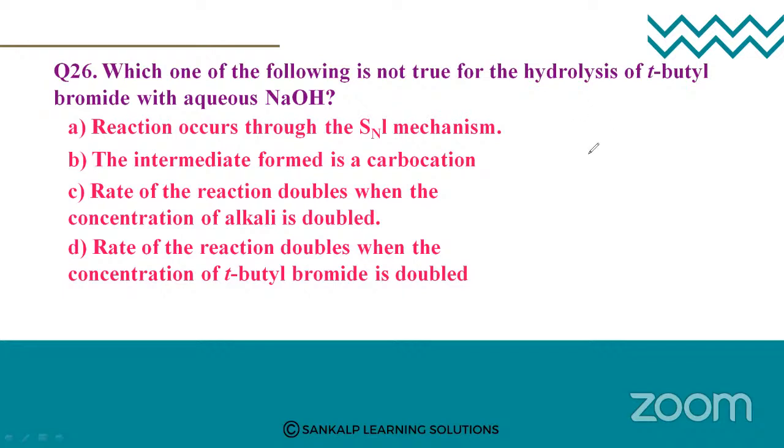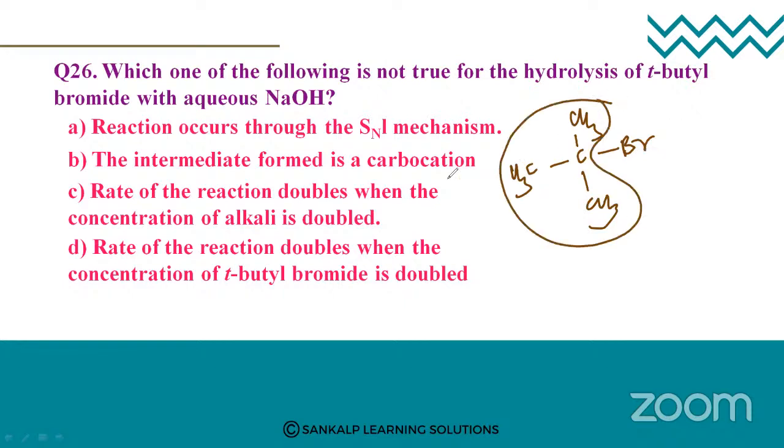So when you have tertiary butyl bromide, what reaction will it undergo? When you have a tertiary alkyl halide, it will undergo an SN1 reaction. So this is a true statement. The intermediate formed is a carbocation. Yes, the carbocation is what is formed. This is also correct.